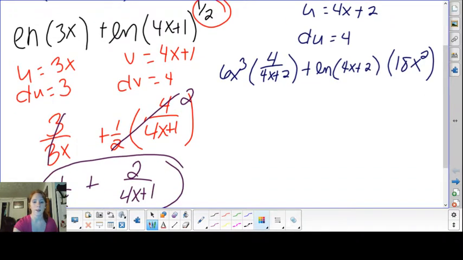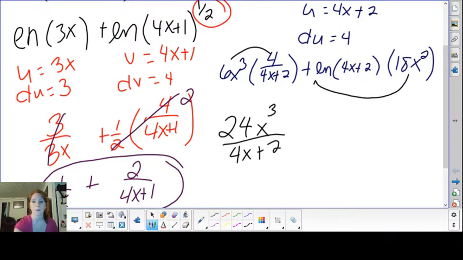And I'm going to go ahead and simplify it like I did before. So I'm going to go ahead and multiply the 6 and the 4 on top. And I get 6 times 4 is 24, x cubed over 4x plus 2. And then just like when we worked with chain rule, we're going to go ahead and bring the polynomial up front, which will give me 18x squared times the natural log of 4x plus 2.